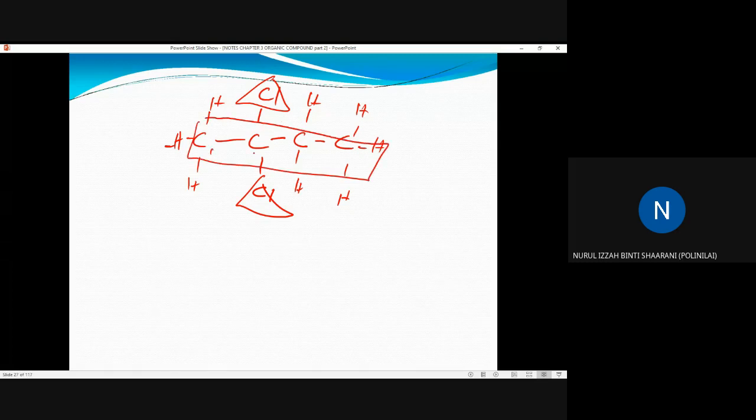1, 2, 3, 4. Butane, single bonding, ane. Then we want to give the number to the parent chain so that our substituent is located at the lowest possible number. Kalau kita numberingkan daripada sini, 1, 2, 3, 4, so our substituent, chlorine tu akan duduk kat karbon nombor 2 dengan karbon nombor 2.